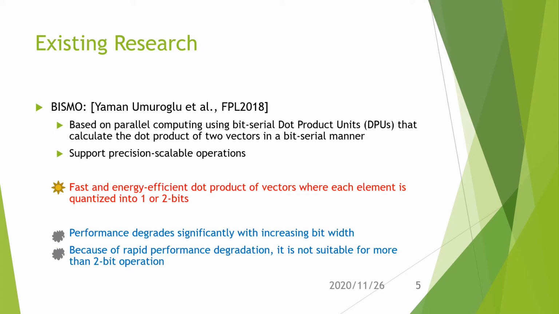BISPON is based on parallel computing using bit share dot product units that calculate two vectors' dot product in a bit share manner. BISPON supports precision scalable operations on CNNs. It can achieve a fast and energy efficient dot product of vectors where each element is quantized into 1 or 2 bits. However, the performance becomes rapidly worse as the bit width increases. It is not suitable for more than 2-bit quantization.